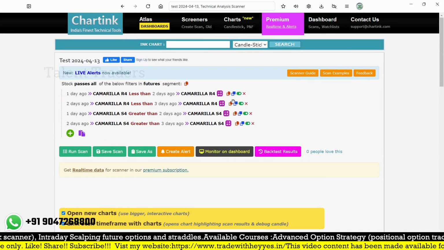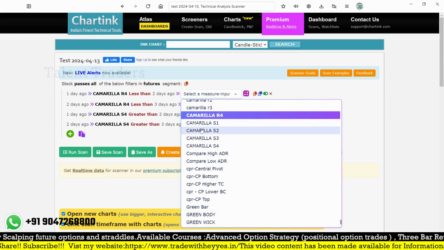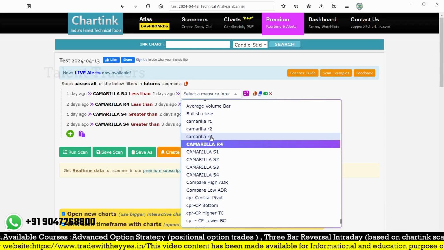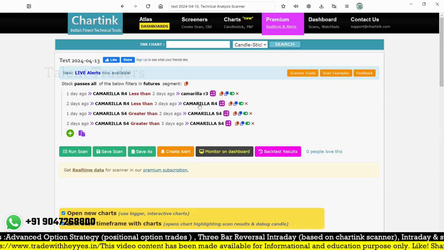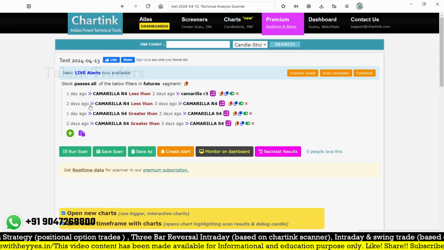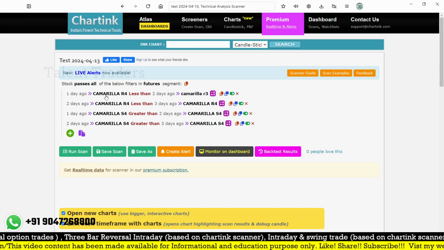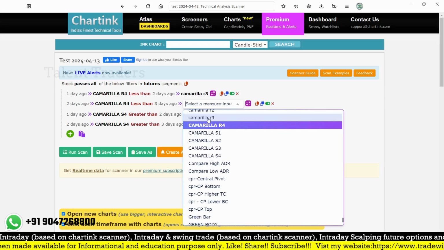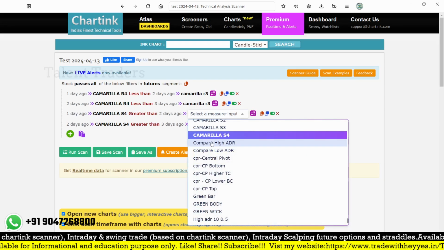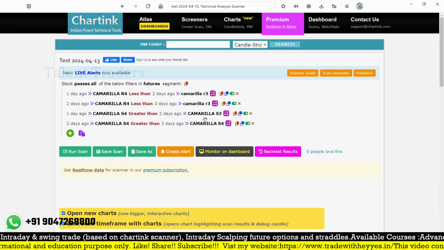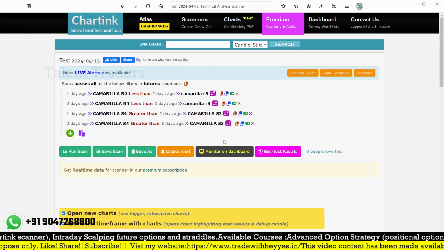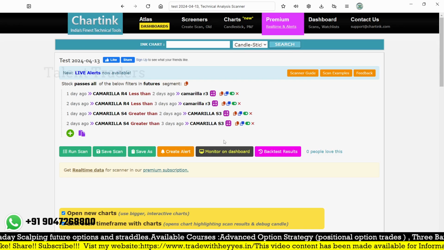So here, less than R3. Okay, maybe Camarilla R3, Resistance 3, maybe fewer stocks we are going to get. So today's Camarilla R4 must be previous day S4, and today's R4 must be previous day R3 and S3. Here is a Camarilla S3 and S3. So previously we created an inside Camarilla exactly between R4 and S4 of the previous day.